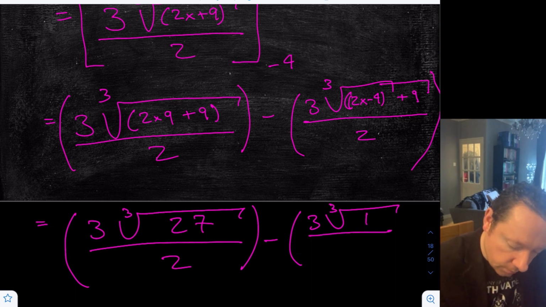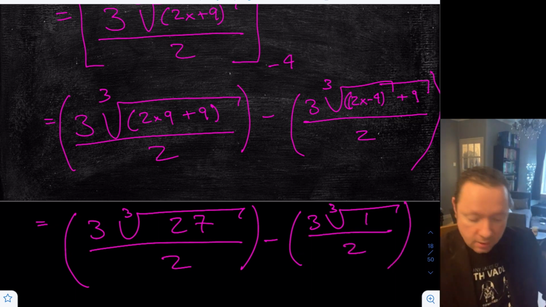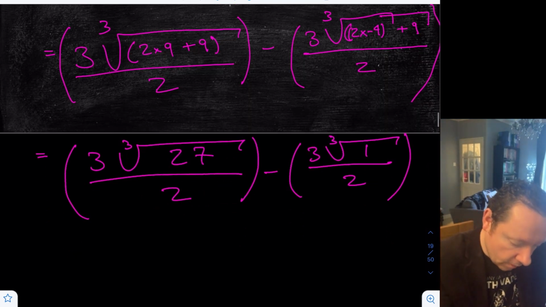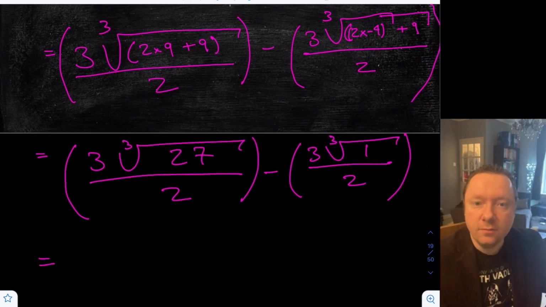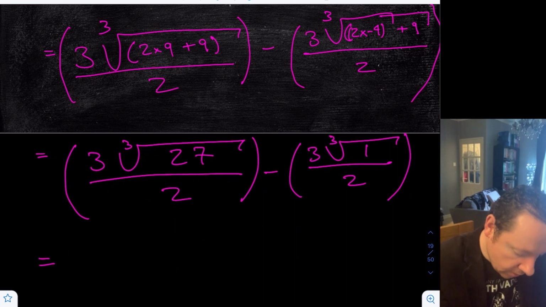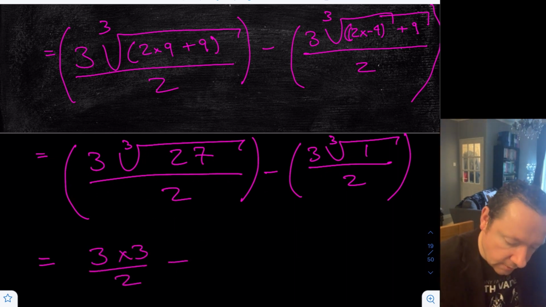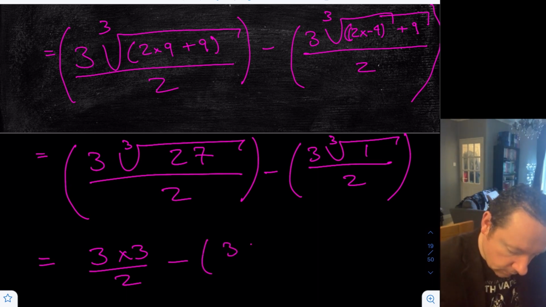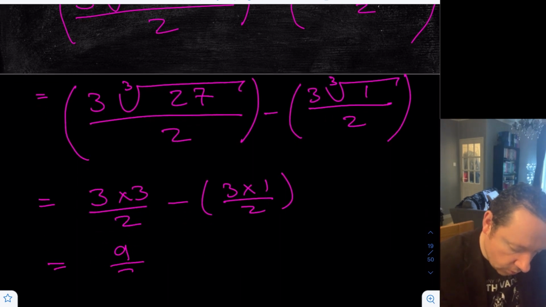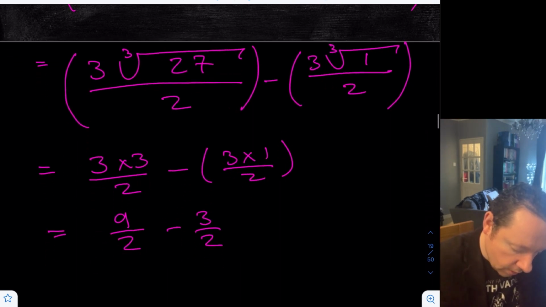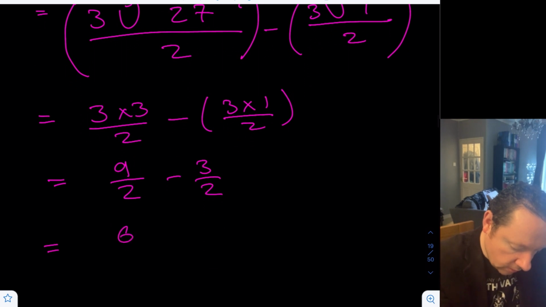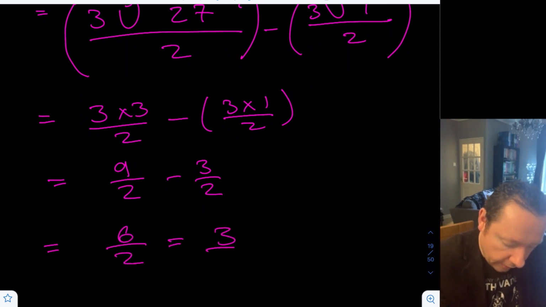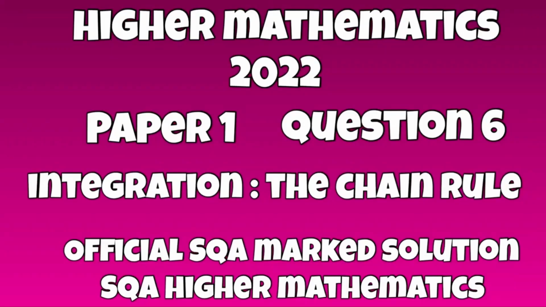All over 2, and that's handy because that now simplifies quite easily. The cube root of 27, 3 times 3 is 9 times 3 is 27. So this just gives me 3 times 3 over 2 minus cube root of 1 is 1, 3 times 1 over 2. That equals 9 over 2 minus 3 over 2, which equals 6 over 2, which equals 3. And we're done there.